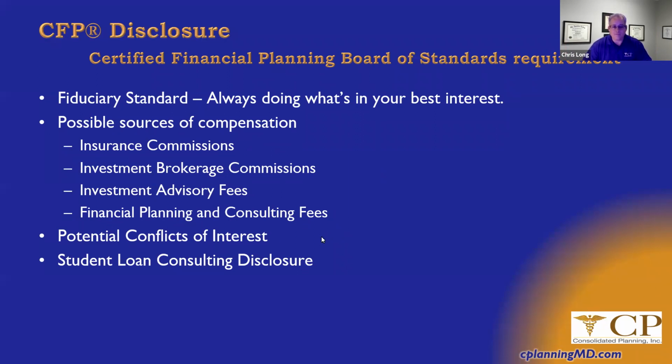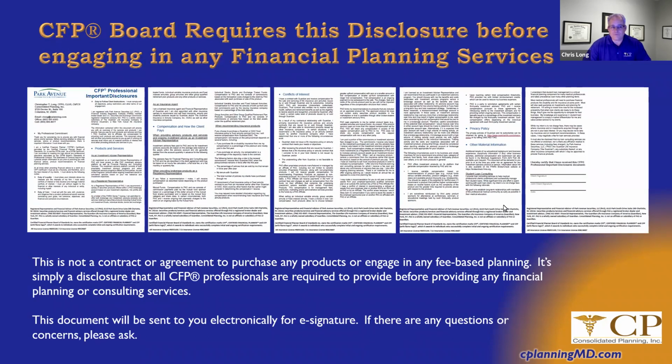We'll list potential conflicts of interest, usually could arise between insurance companies. And again, we do a lot across the country with student loan consulting. And so there's some disclosure information there. So we'll send you this document. It's about 5 pages long. It's not any kind of contract or agreement. It's simply a disclosure document that every certified financial planner is required to provide to people we're working with.